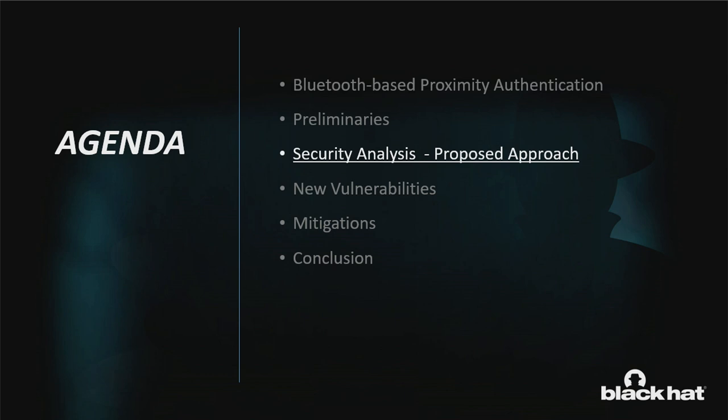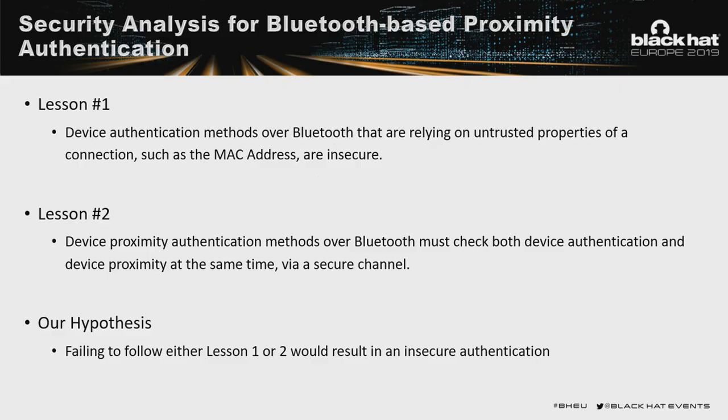Thank you, John, for introducing the basics of proximity authentication and Bluetooth security. In this chapter, we will find a way to verify the security of Bluetooth-based proximity authentication based on what John introduced. In the previous chapter, we looked at what is trustable and what is not trustable among the Bluetooth properties used by proximity authentication. This gives us two lessons when we want to create secure authentication. First, device authentication over Bluetooth must only use trusted properties. Second, device proximity authentication over Bluetooth must check both device authentication and device proximity at the same time. In other words, failing to follow either lesson one or two would result in an insecure authentication.